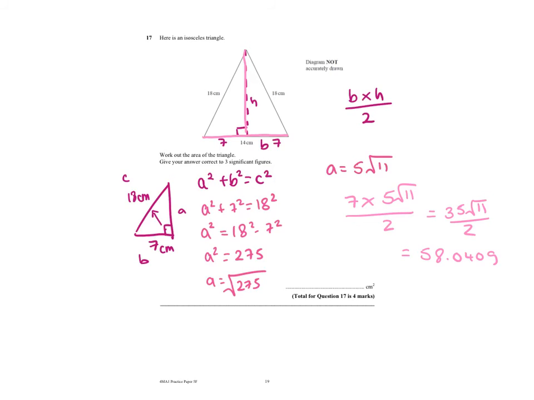So my first significant figure is a 5. My second is an 8. So we have tens, units, and then we have tenths. So we want to round it to the nearest tenth. Now this 4, it's not 5 or more, so we do not round up. So to 3 significant figures, it's 58.0.